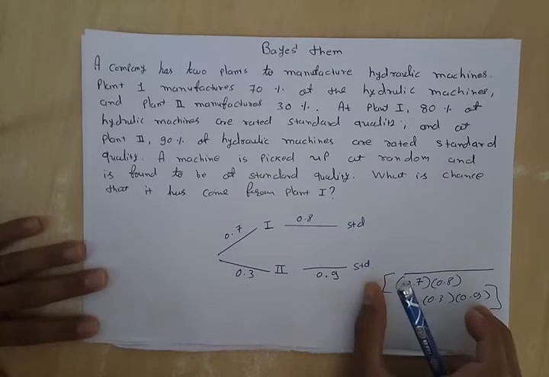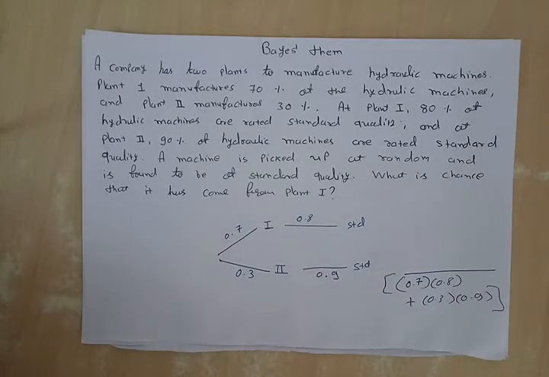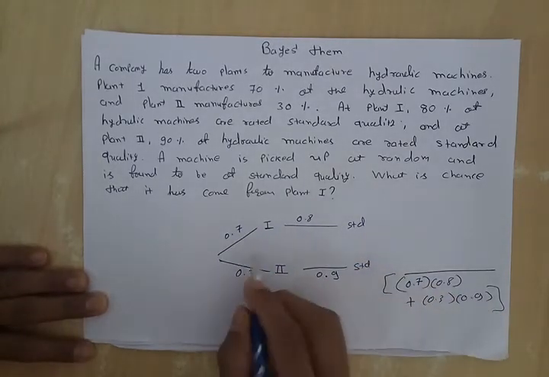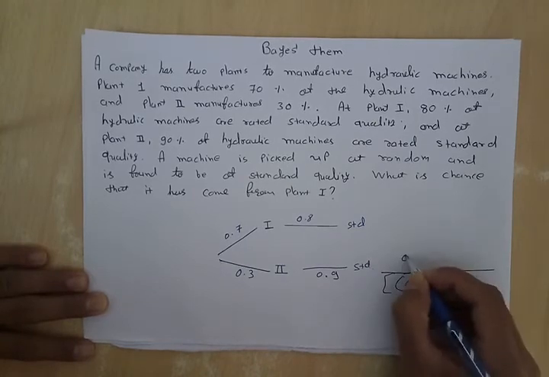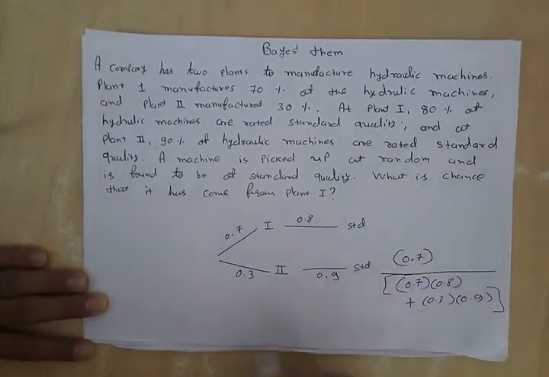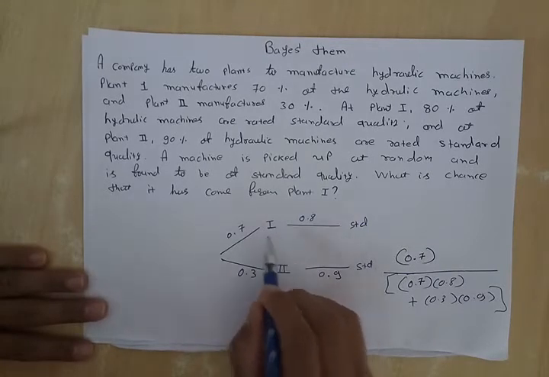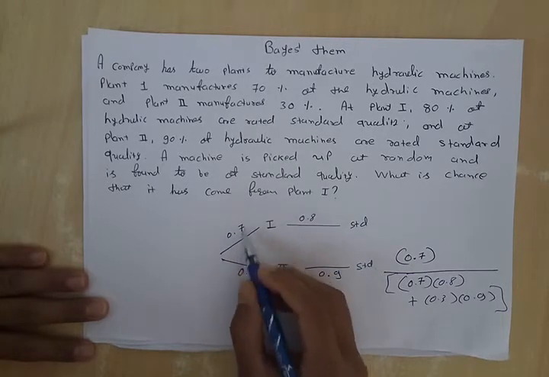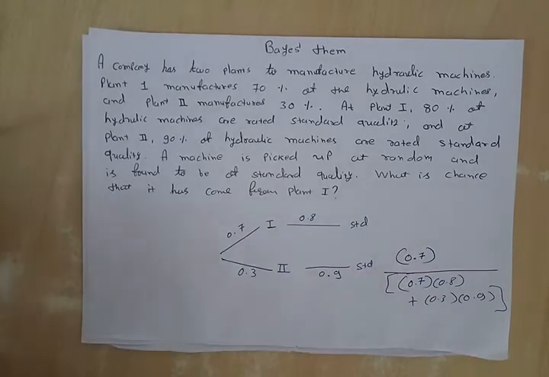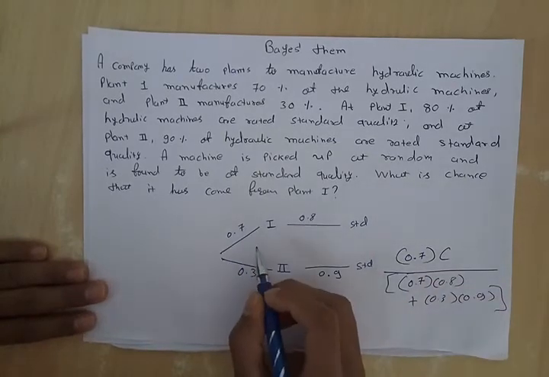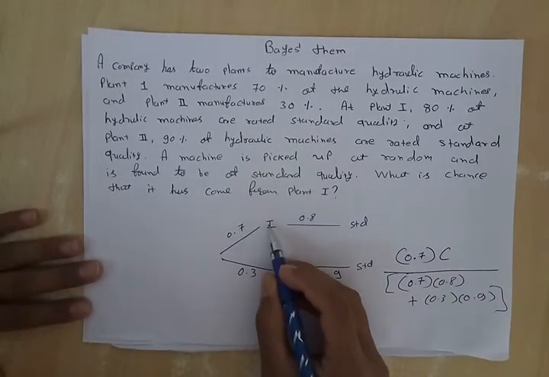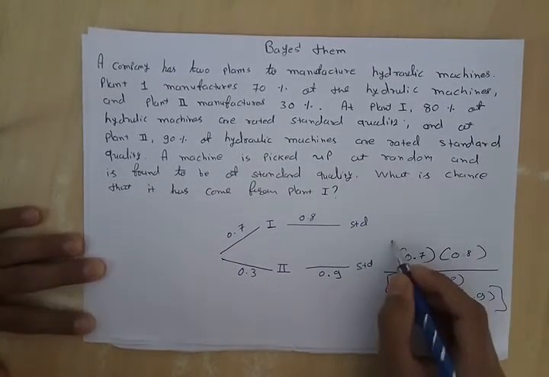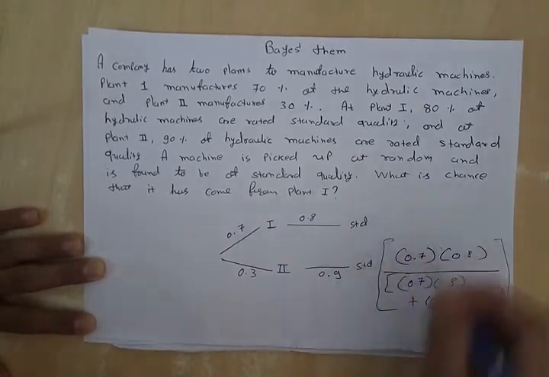So this is given, and from this we have to find the probability that a standard machine picked came from plant 1. So we have to find the probability that a part came from machine 1 and is of standard quality. So first it must come from machine number 1, so it has 0.7 chance that it is manufactured by machine 1. And given that it is manufactured by machine 1, it has 0.8 chance of being of standard quality. So this is our numerator.